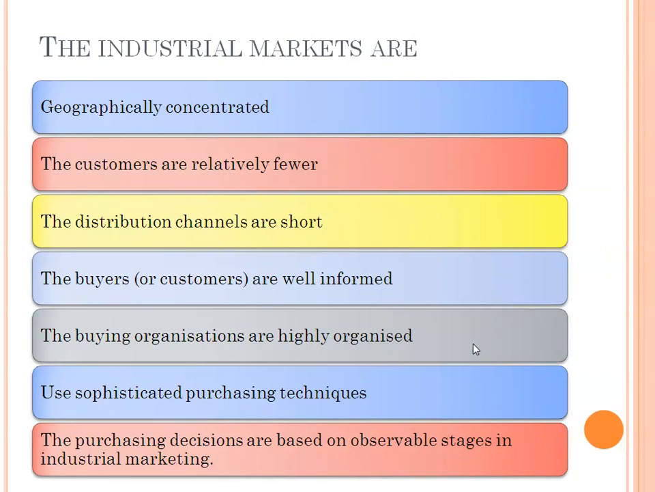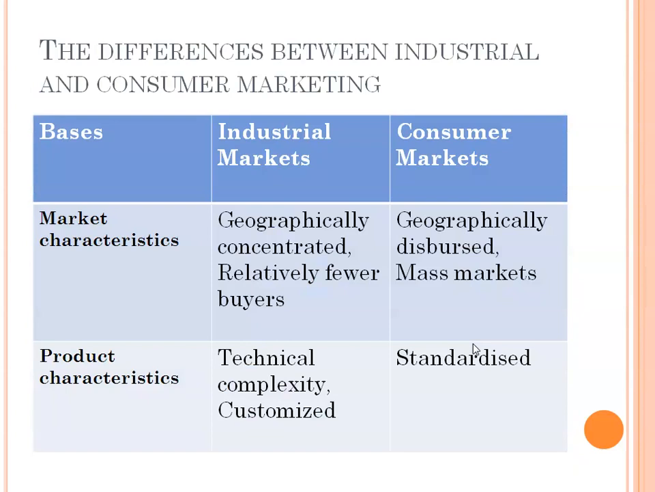The customers are relatively fewer, and the distribution channels are comparatively shorter than in consumer marketing. The buyers, that is, the clients, are well informed. Buying organizations are highly organized, and sophisticated buying techniques are adopted by these buyers. Purchasing decisions are based on observable stages in industrial marketing. So this is the difference between consumer markets and industrial markets. On these bases, we are comparing industrial markets with consumer markets.